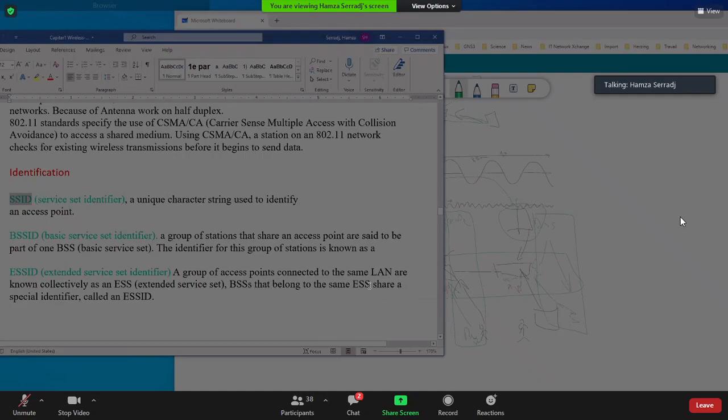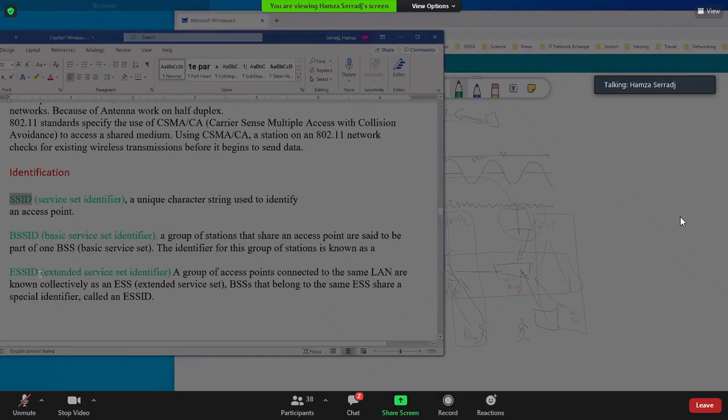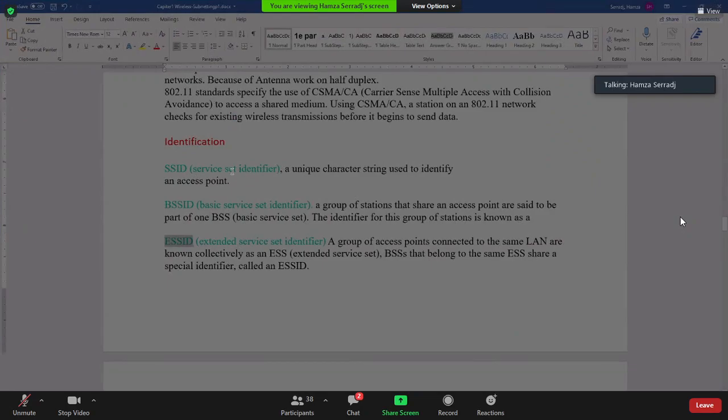BSSs that belong to the same ESS share a specific identifier. You see, these two BSSs belong to the same ESS, so they work under the same identifier, called the ESS ID, right? So these are all the identifiers that you can find at the level of Wi-Fi. We have the service set, we have the basic service set, and we have the extended service set.